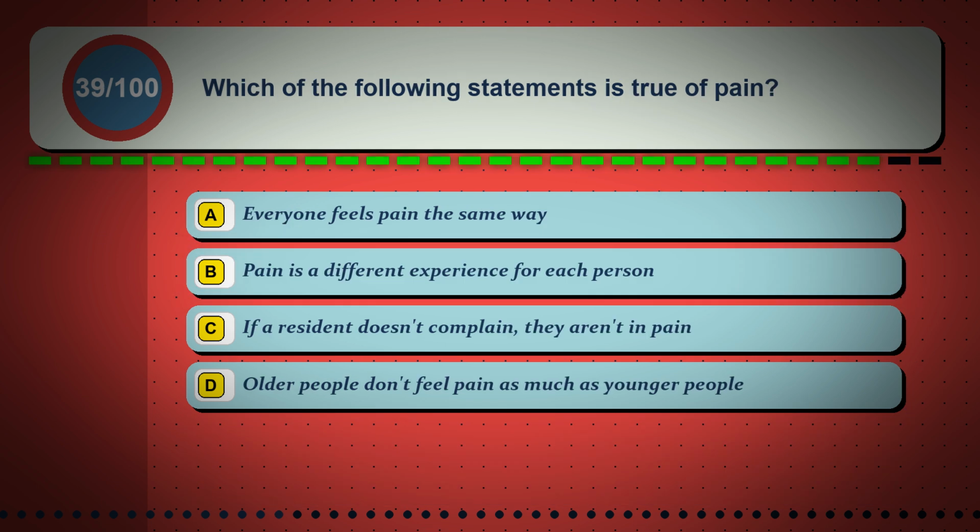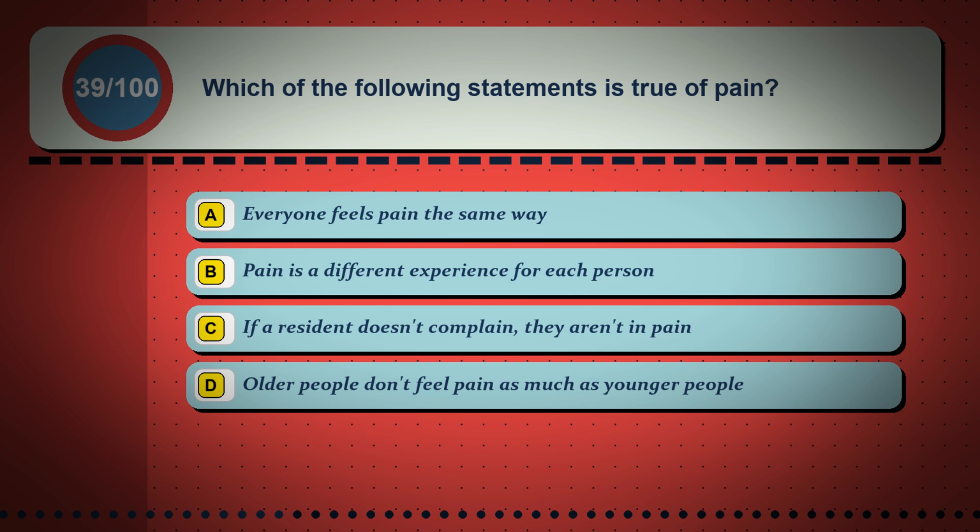Question 39. Which of the following statements is true of pain? Option A. Everyone feels pain the same way. Option B. Pain is a different experience for each person. Option C. If a resident doesn't complain, they aren't in pain. Option D. Older people don't feel pain as much as younger people.